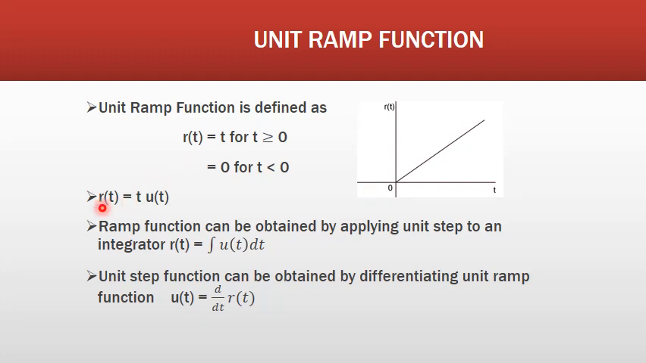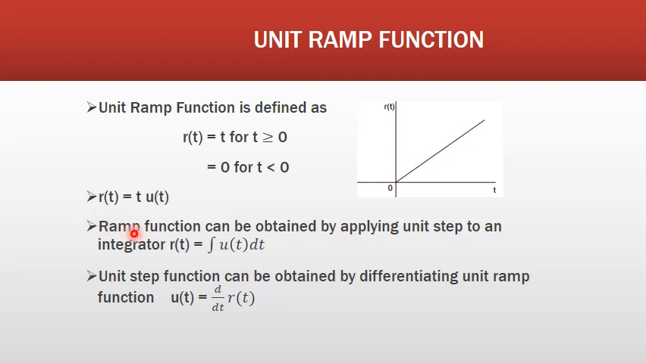Next, r of t can also be written as t into u of t, where we know that u of t is unit step signal and it is 1 for positive values of t. So, by multiplying t with the unit step function, we will get unit ramp function.